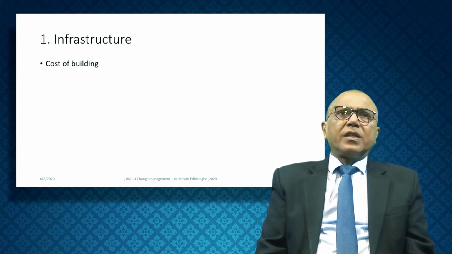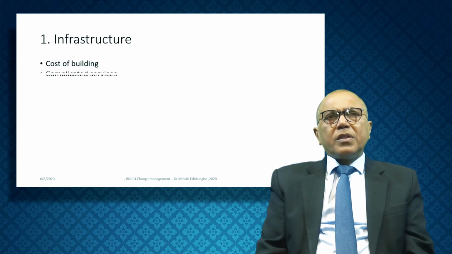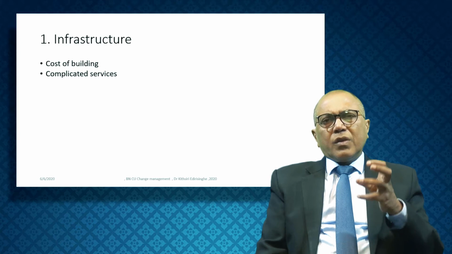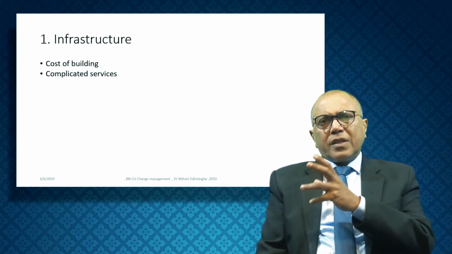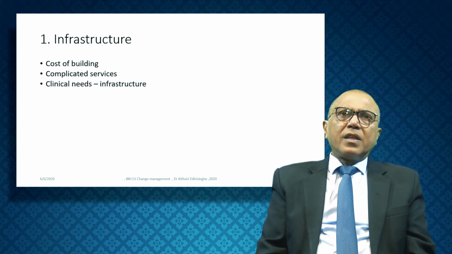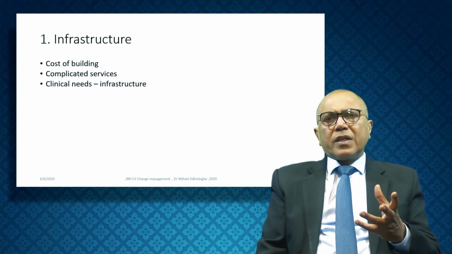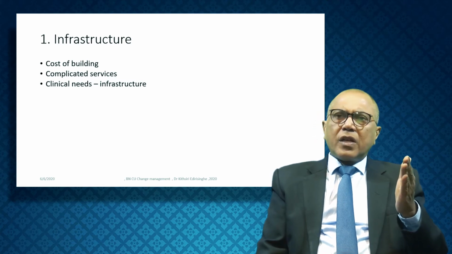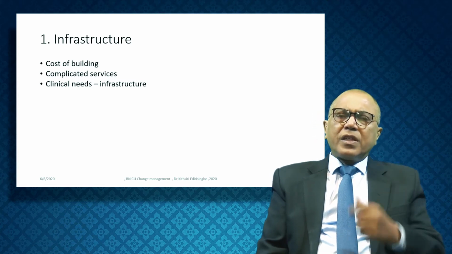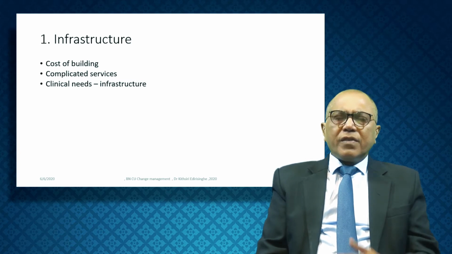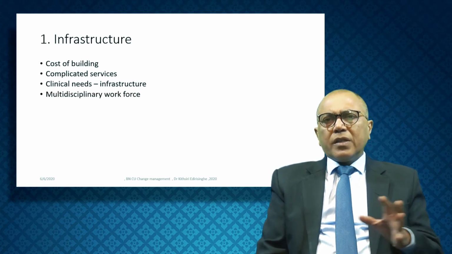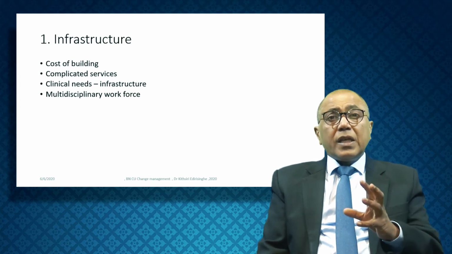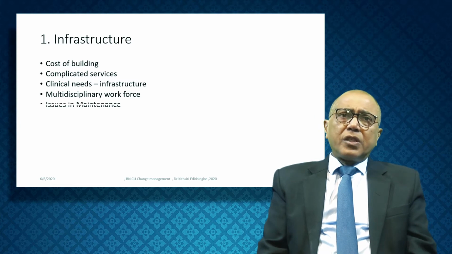One thing is infrastructure. It's the cost of the building, a very expensive cost. It's a very complicated service that you do, right? Not only one, you have theaters, ICUs, oxygen. It's very complicated. Then the clinical needs of the infrastructure: the proper walls, antimicrobial materials, infection control techniques, all that, and even the air conditioning. And there's a multidisciplinary staff working in this. Different types of people, but at the end of the day, you're really looking at patient care.